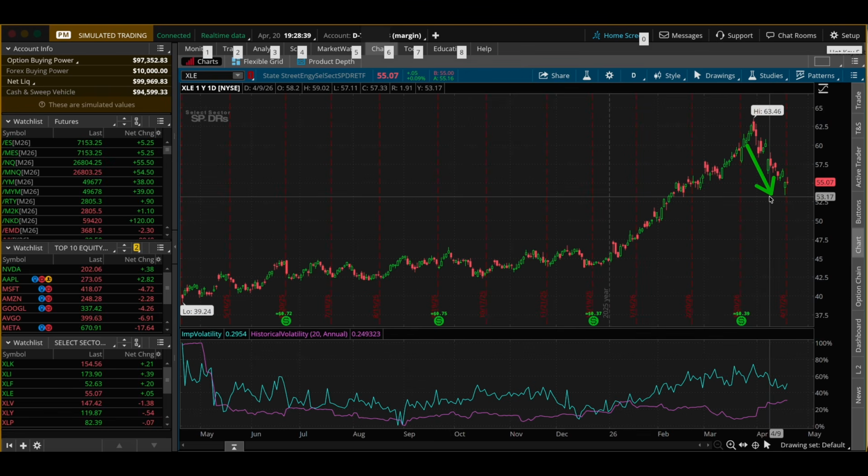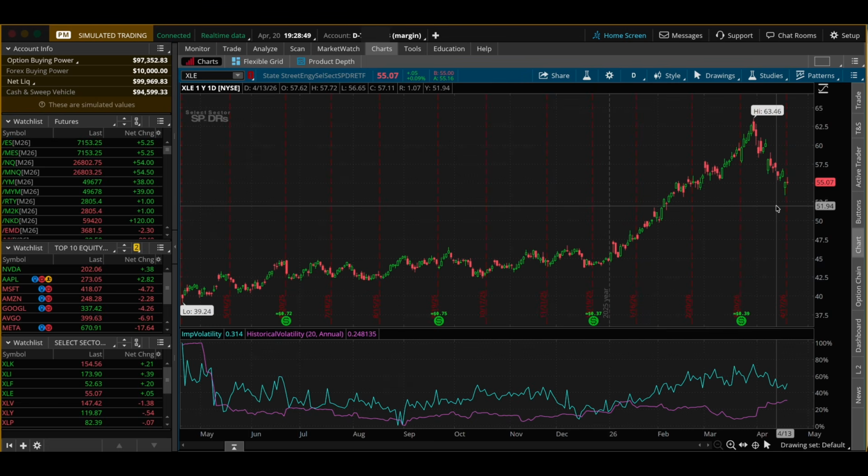And I am actually neutral to mildly bullish on this ETF for the remainder of 2026. So I'm looking to establish a long position in XLE, and I'm probably going to sell some option premium when I establish this position because implied volatility is trading higher relative to historical or realized volatility.